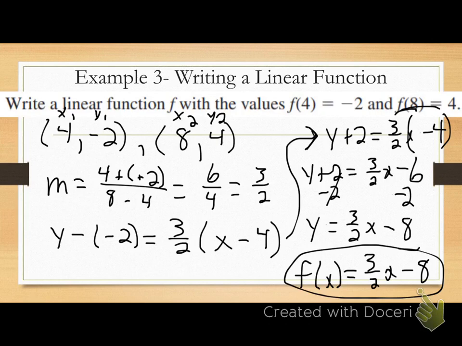We don't generally leave f of x with something being added to or subtracted from it. It's usually just f of x equals whatever it equals. Okay? So any questions on example 3? Not too bad. Last example.